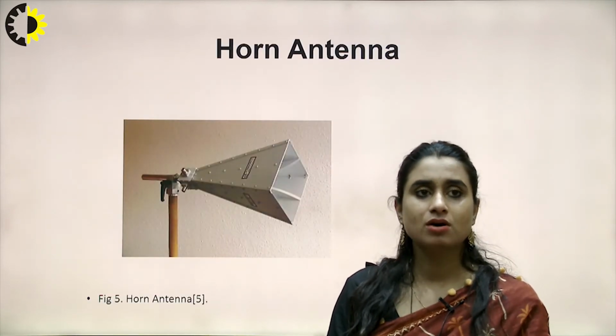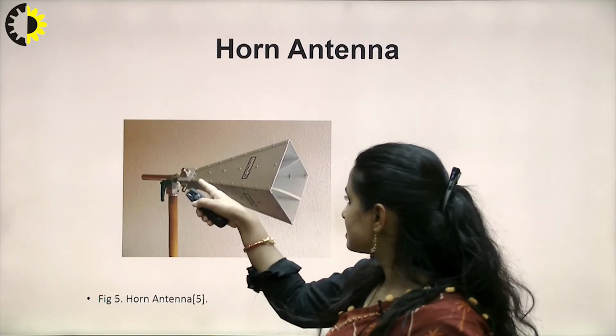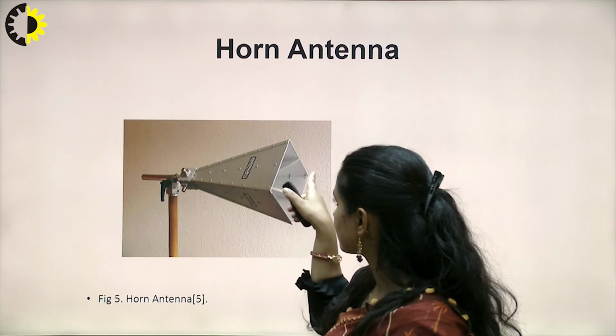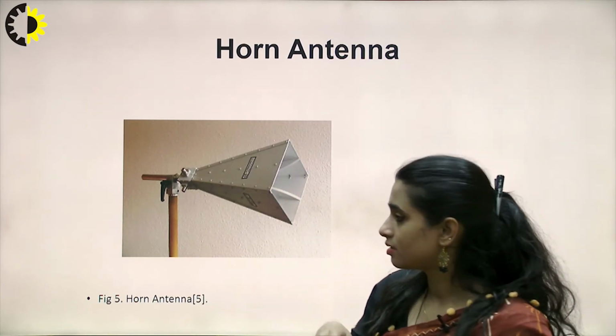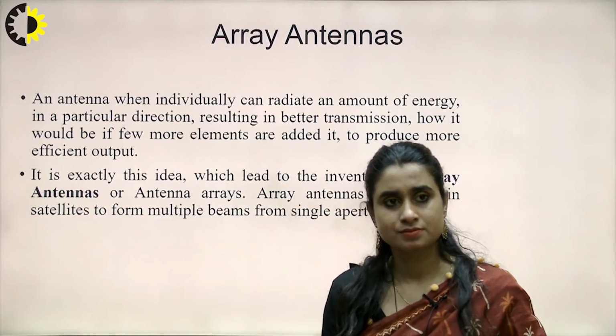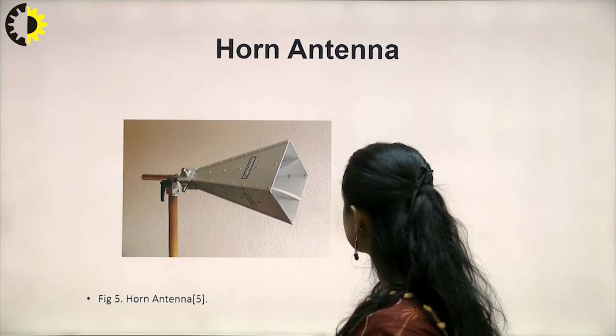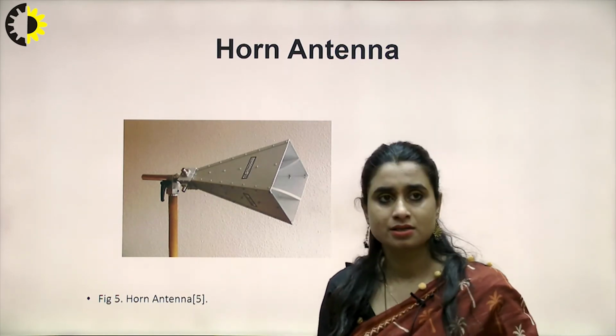This is how a horn antenna looks like. We can see a simple waveguide, a rectangular waveguide. When it is flared at its end, it looks like a horn. It somehow provides the waves some direction.